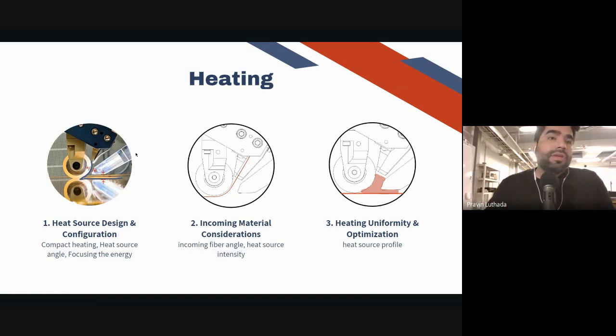And then focusing of the energy, I think that is something I will talk about a bit more as well with the incoming fiber angle. But the incoming, so what you are looking for is, sorry.